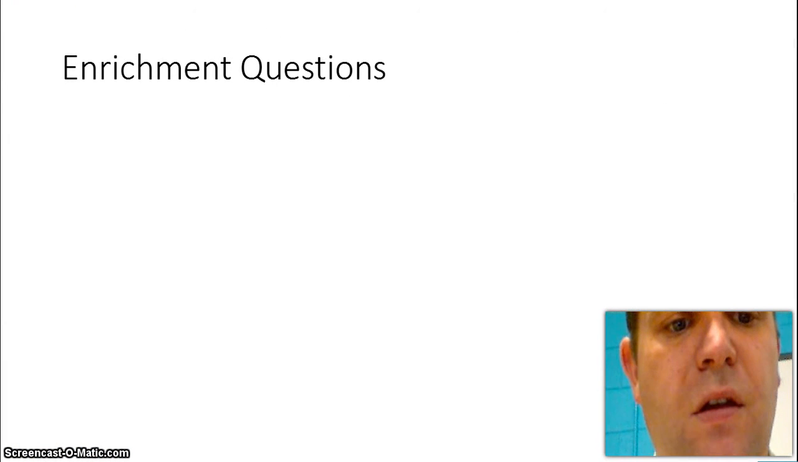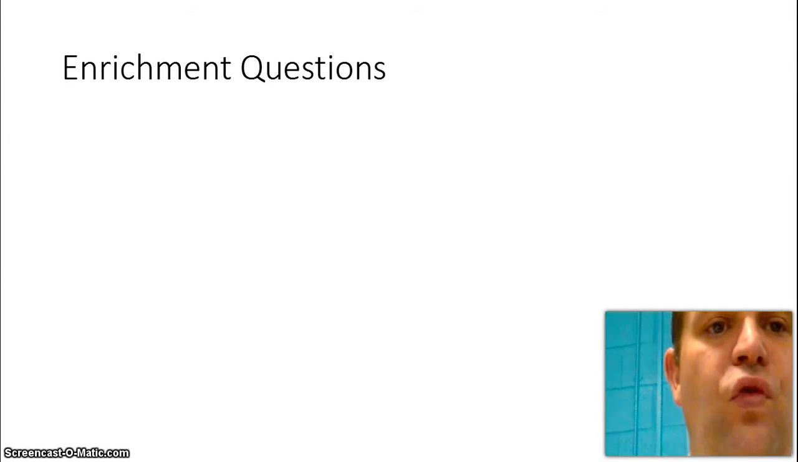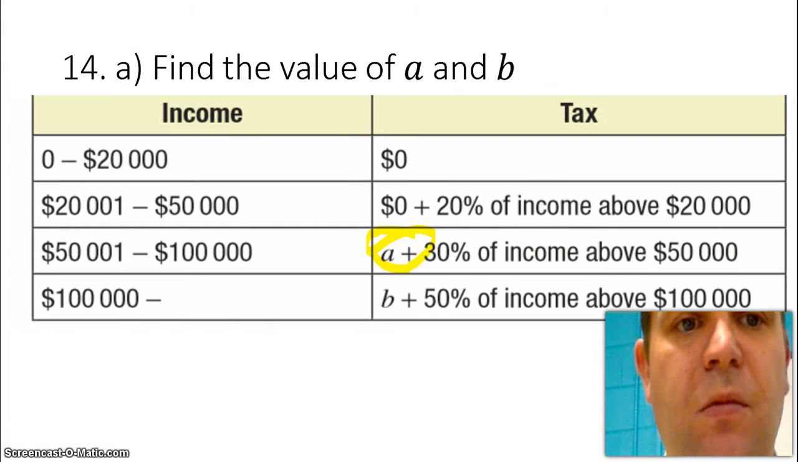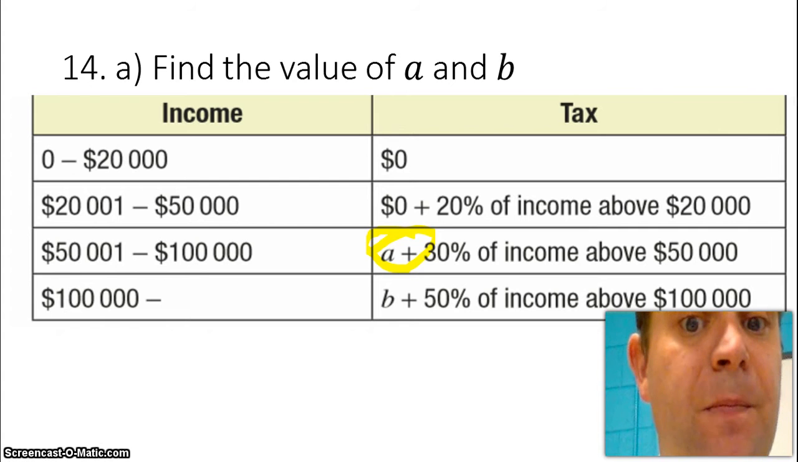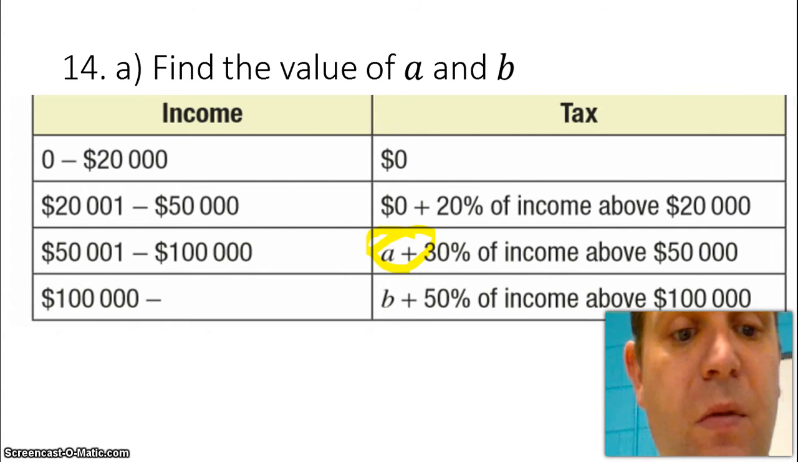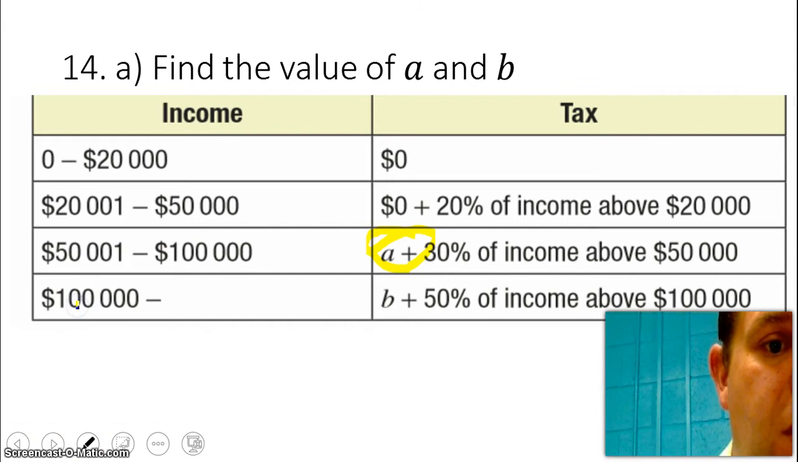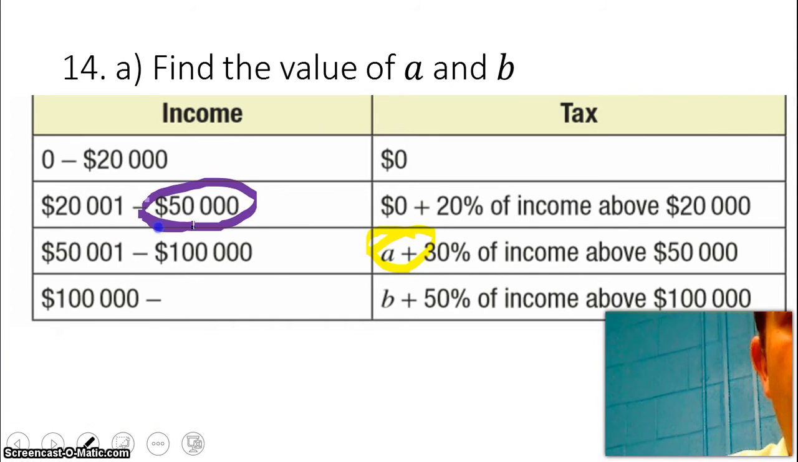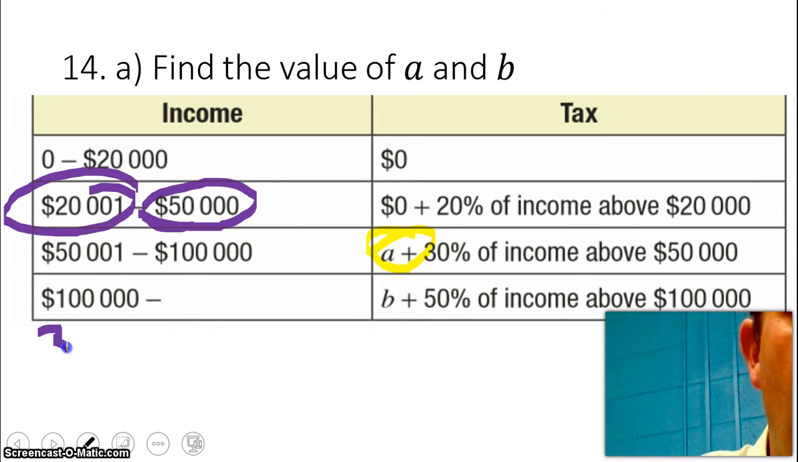Right, we're looking at the enrichment questions in exercise 2C. What we're doing on this one, we're looking at income tax, and we're trying to find the value of A and B. To find the value of A, we're going to do just a quick calculation. 50,000 take away 20,000 gives us 30,000.